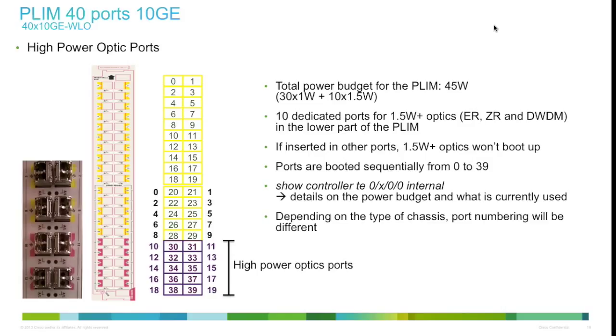So we have a total power budget here of 45 watts. That means 30 ports at 1 watt plus 10 ports at 1.5 watts. So the last 10 ports will be dedicated to what we call the high power optics, namely the ER, ZR, or DWDM. That's the one at 1.5 watts or more. If we are exceeding this power budget, the port will not boot.